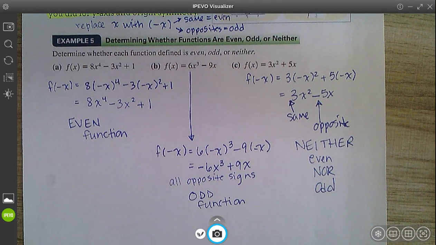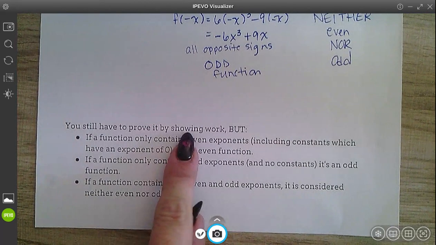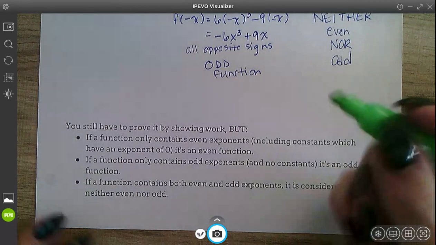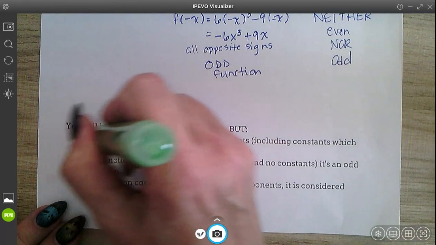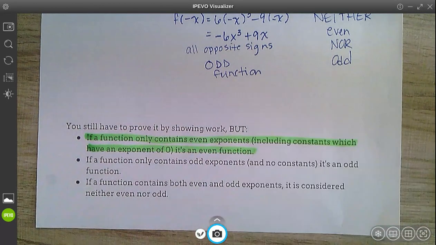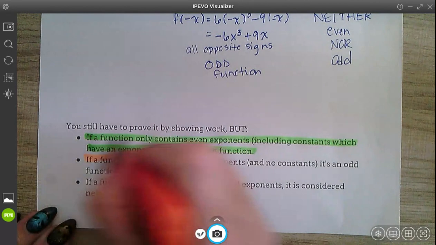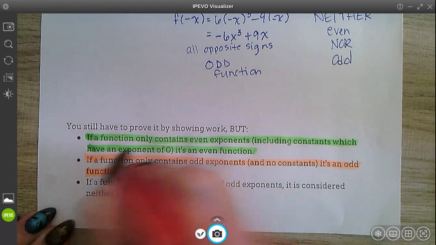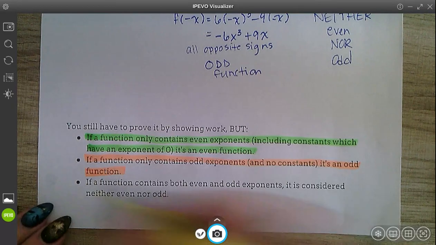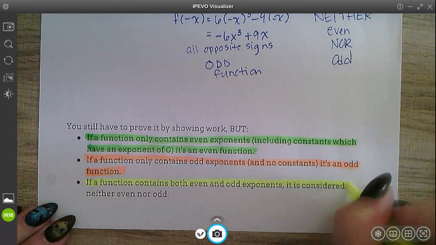So there is a general guideline that you can follow. You still have to prove it by showing work like I just did, but if a function contains only even exponents, including constants that have an exponent of 0, then it is an even function. If a function has only odd exponents and no constants, then it's an odd function. But if a function contains both even and odd exponents, then it's considered neither.